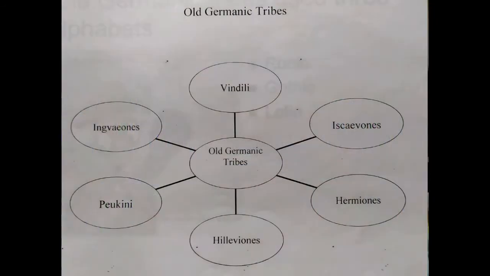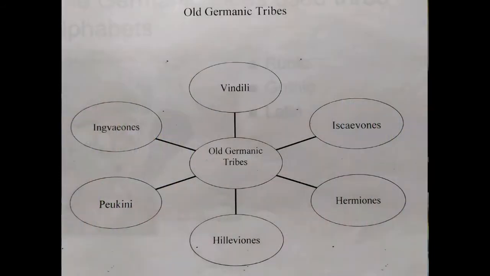These authors and other scholars of those years distinguished the following types of ancient Germanic tribes: Vindili, Ingveones, Iskevones, Herminones, Peucini, and Hilleviones.